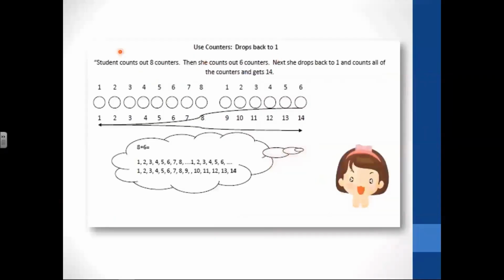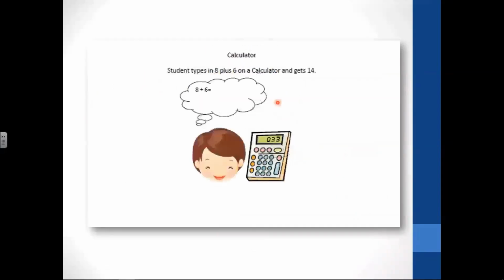Uses counters, drops back to 1. The student counts out 8 counters, then she counts out 6 counters. Next, she drops back to 1 and counts all of the counters and gets 14. 1, 2, 3, 4, 5, 6, 7, 8. 1, 2, 3, 4, 5, 6. Then drops back and recounts all those and gets 14. Calculator: the student types in 8 plus 6 on a calculator and gets 14.